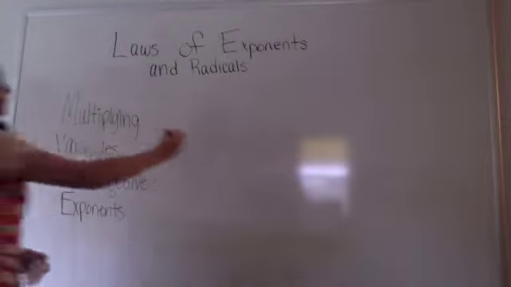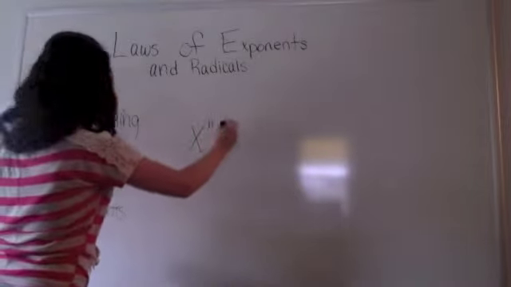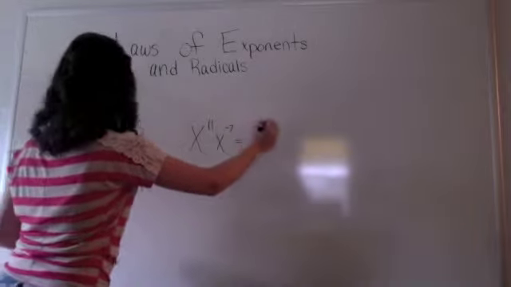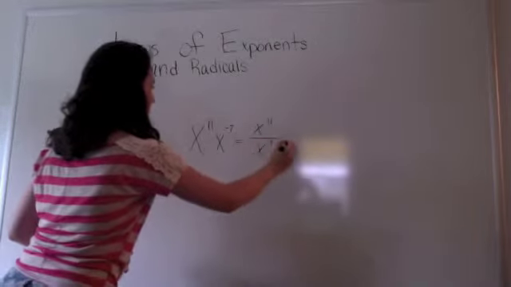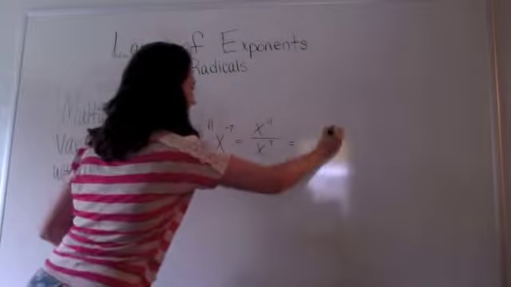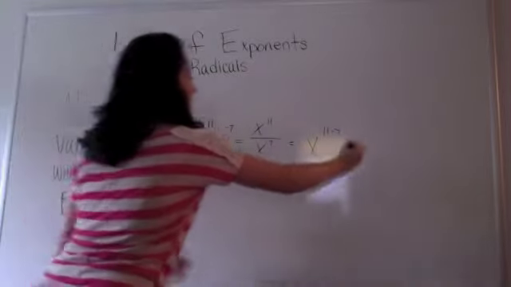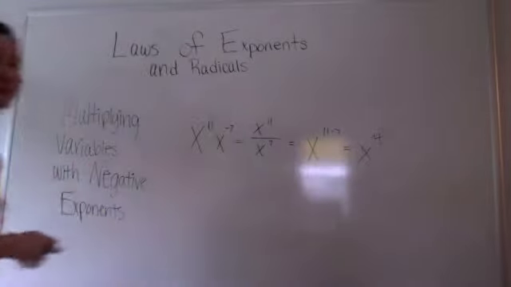In example 4, you have x to the 11th times x to the negative 7th. You multiply the x to the 11th by 1 over x to the 7th, and end up with x to the 11th over x to the 7th. Then you subtract 7 from 11 and end with x to the 4th.